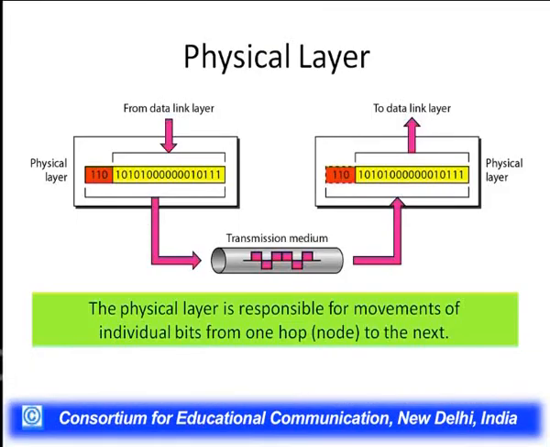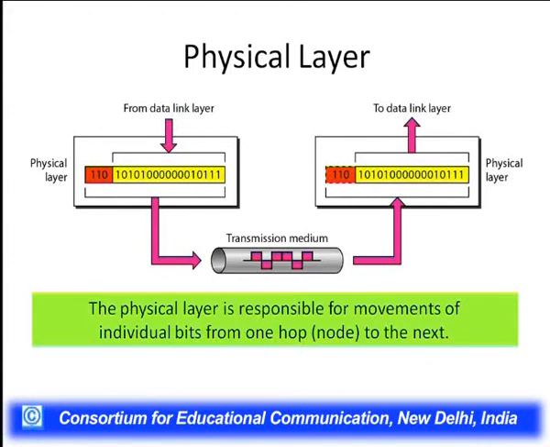So basically the devices which work at the physical layer level are the hubs, the router, the cables, the connectors, etc. So this slide here shows the working of the physical layer. It is responsible for movement of individual bits from one hop or node to the next. As you can see, the physical layer gets the data from the data link layer and it passes this data on to the transmission medium.